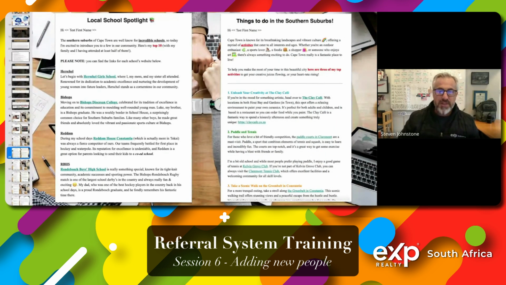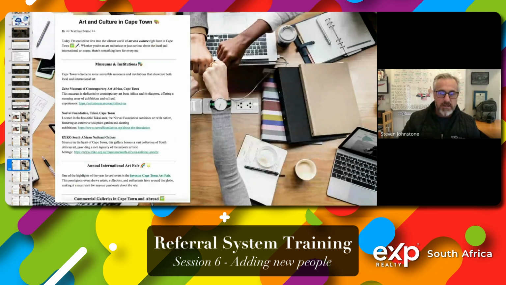Email number 4, things to do in the southern suburbs. And there are 3 activities which Francesca is saying she loves to do. Unleash your creativity at the Clay Cafe, paddle and tennis, or take a scenic walk on one of our green belts. So that's things to do. Number 5, art and culture.